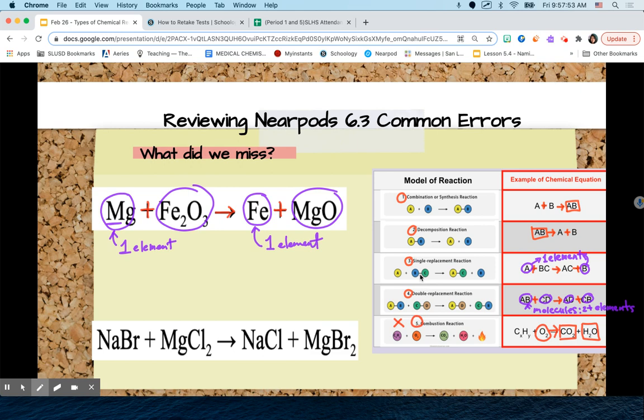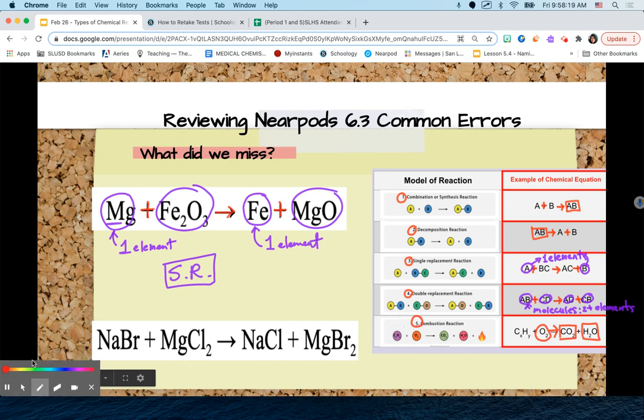Right, so anytime I only see one element, that tells me that this is a single replacement reaction. So this is a single replacement reaction. I'm going to write SR for short. For this next type of problem, let's go through the same process again. Let me erase this part.